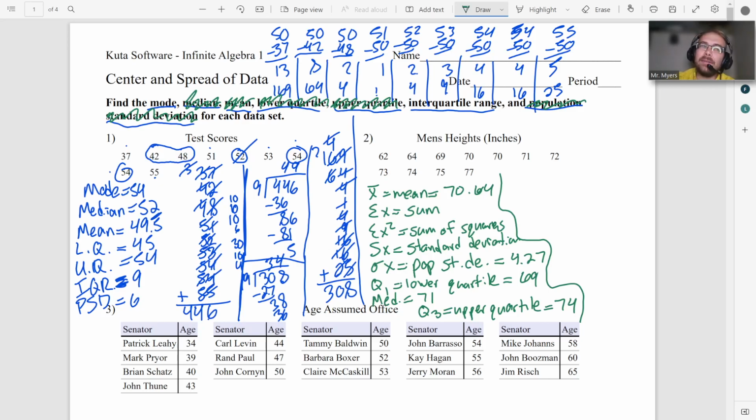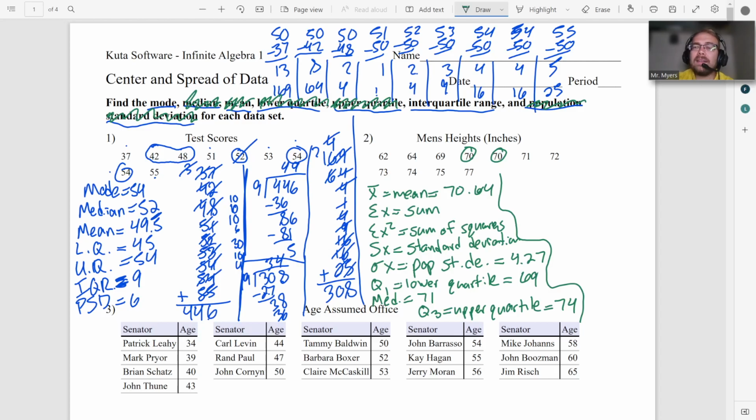So it did not give us the mode or the interquartile range, or the range for that matter, not that we need it. But it's usually not too difficult to figure out the mode because it's just the one that repeats the most often. So not that big of a deal, really. 62, 64, 69, 70, 70. I guess that repeats. 71, 72, 73, 74, 75, 77. Okay, so the only thing that repeats is 70, and so that is the mode.